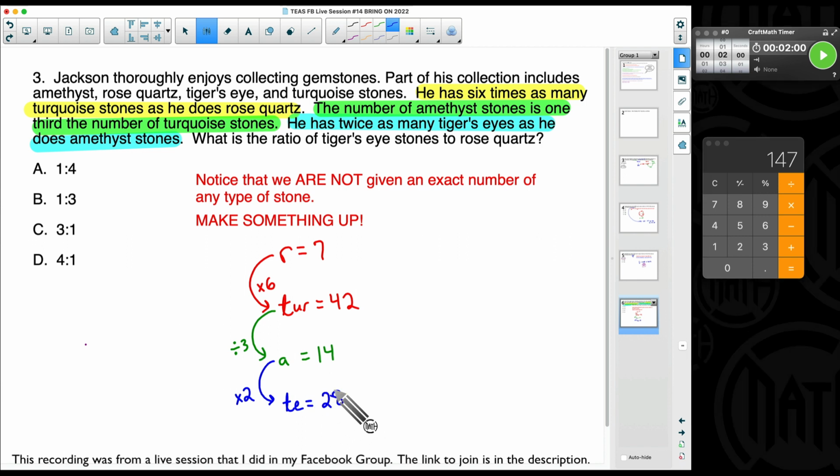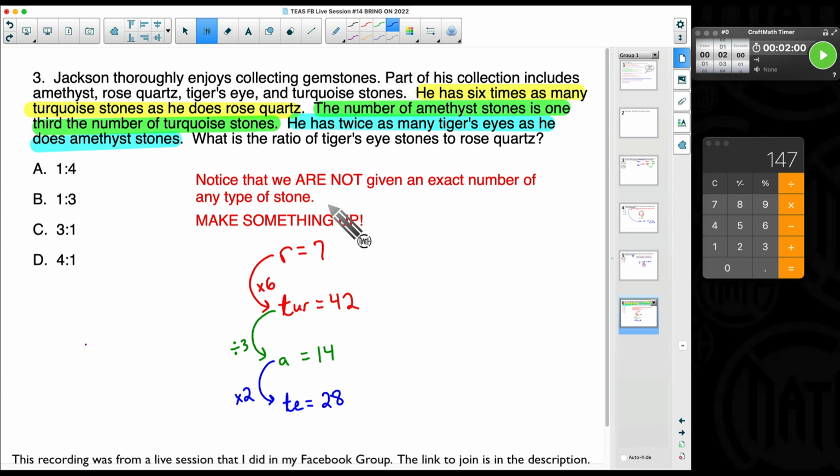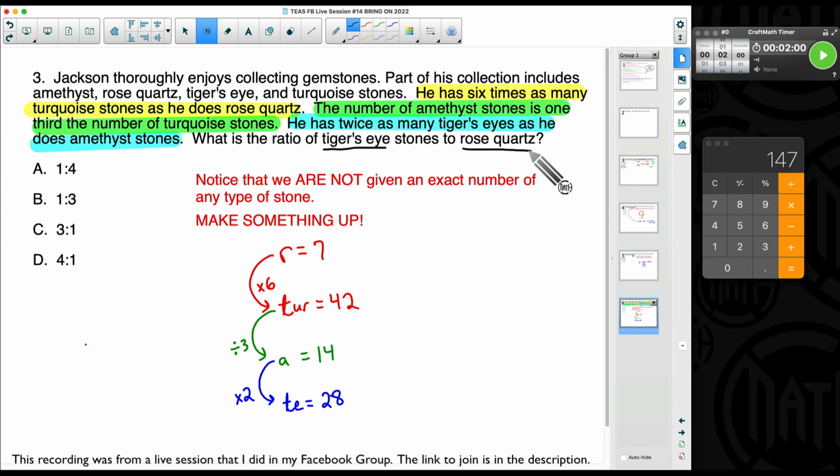Now, I'm making something up. Why did I make something up? Because we're not given an exact number of anything. Now, let's look at the question. What is the ratio of tiger's eyes to rose quartz?